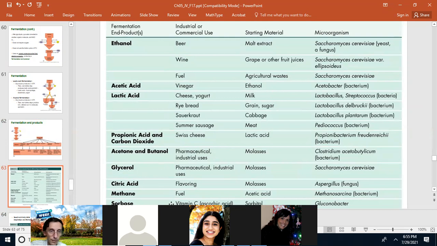Oh, here's one. I didn't know they made vitamin C from fermentation. No, sorry, that's what they use as the commercial use. It's to make sorbose. All right, any questions about fermentation?